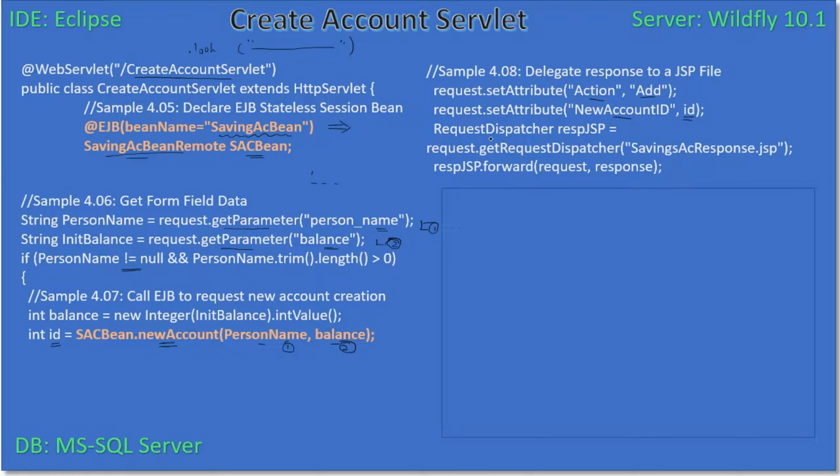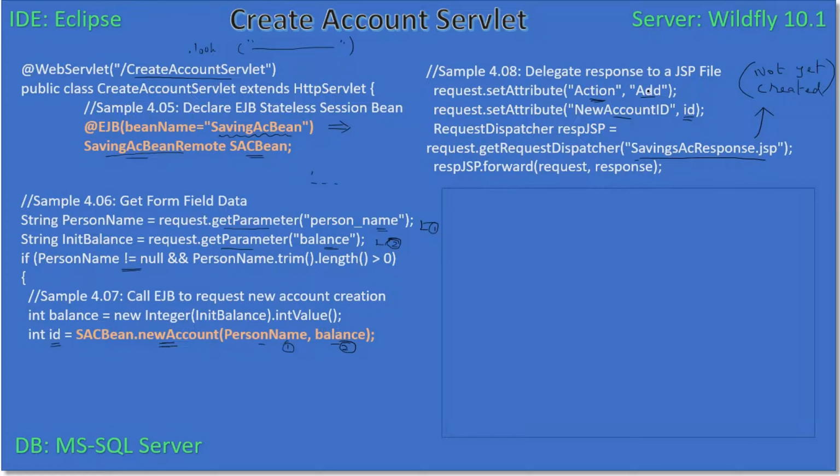After that, we are creating a request dispatcher for our JSP file. This JSP file is not yet created, so we will create it later, but once this JSP is created, the JSP will look for these attributes. Using the action attribute, the saving account response JSP knows what action it is dealing with and what is the newly created ID.